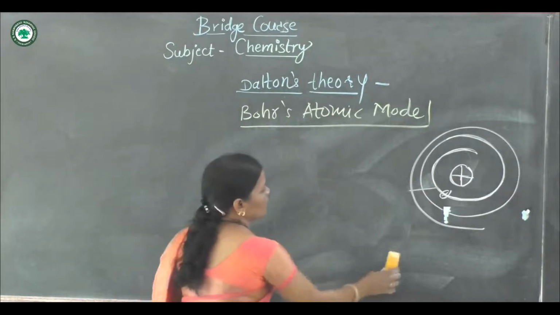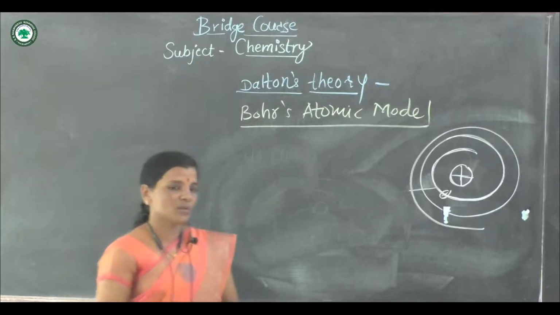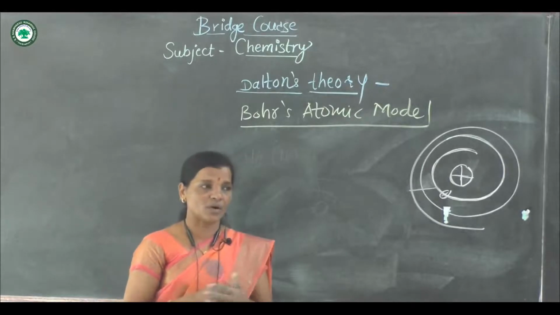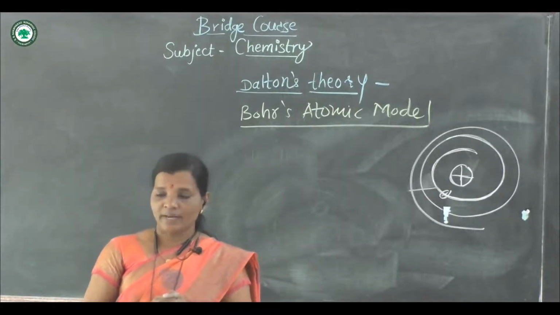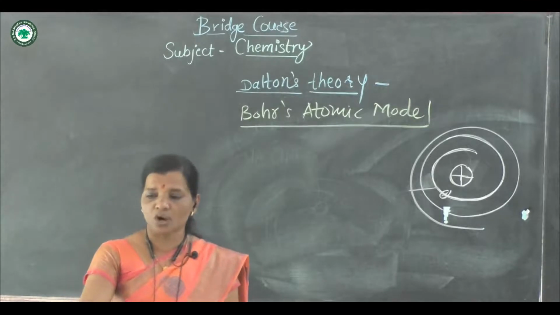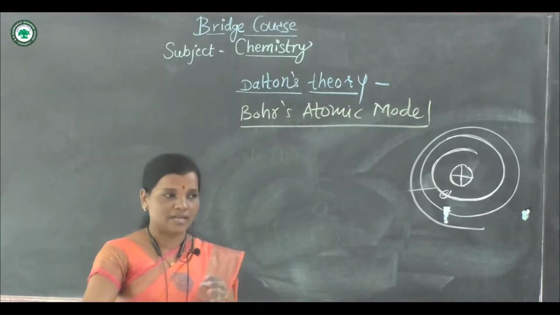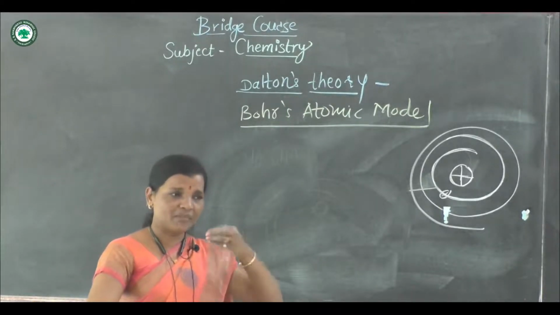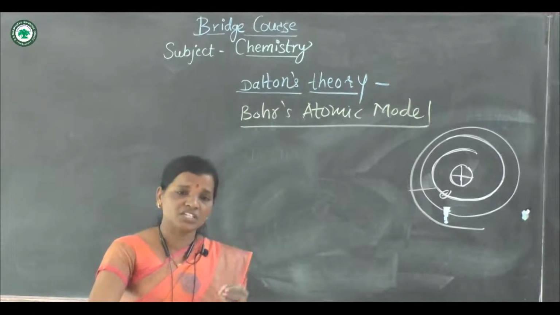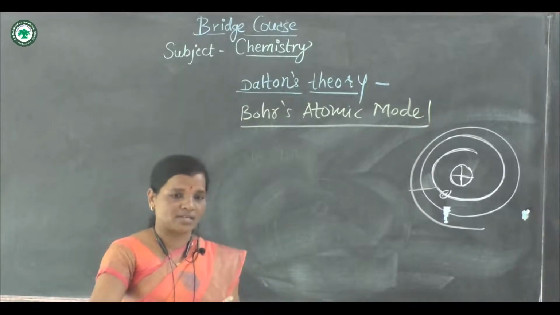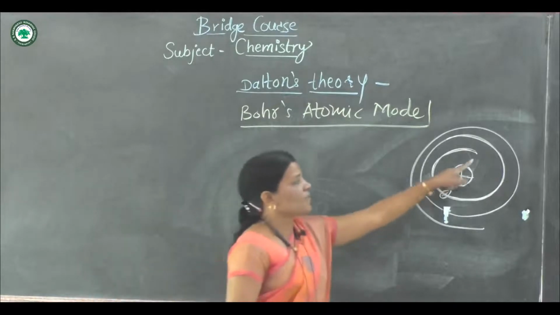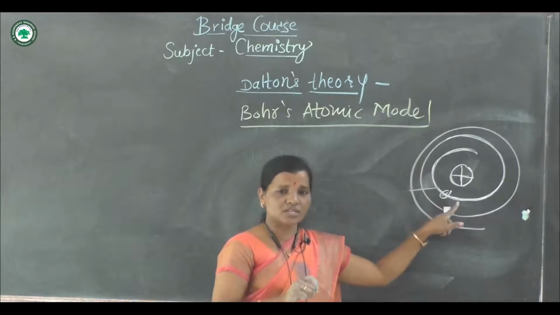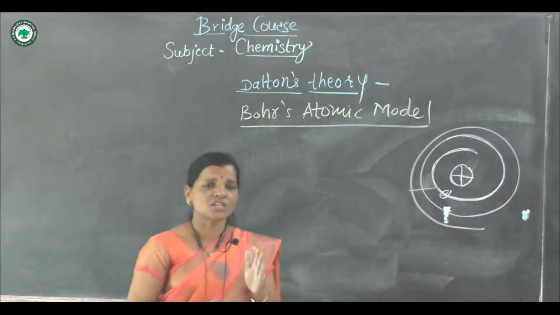But according to Bohr, around the nucleus electrons are revolving in a circular path, which is called an orbit. Orbits are arranged according to the increasing level of energy. The energy of an electron in the orbit does not change with time. That means as time passes, the energy of a particular orbit remains constant. The first orbit's energy is always constant, the second orbit's energy is always constant. The energy does not change with time.